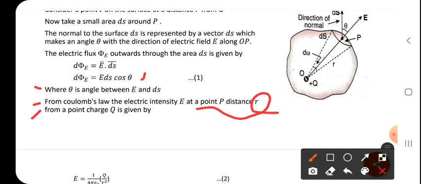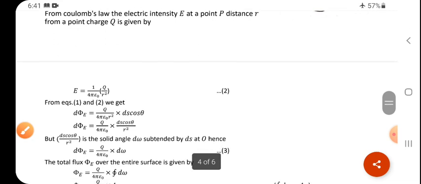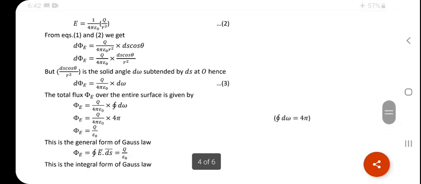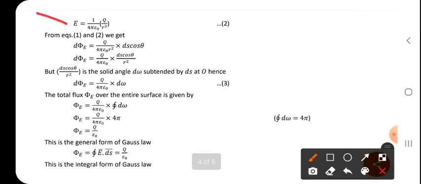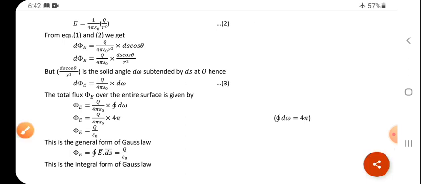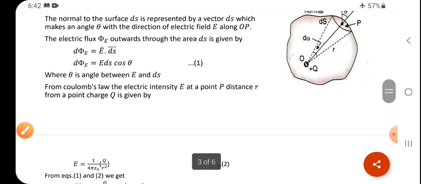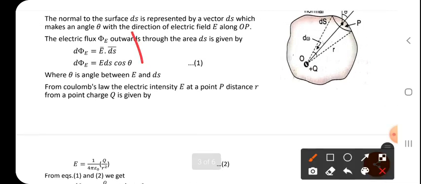So what we are going to apply is Coulomb's law. Coulomb's law, equation 2, at a distance r: E is equal to 1 by 4 pi epsilon naught Q by r square. That is equation 2, Coulomb's law, and equation 1 is phi is equal to the integral of E ds cos theta.